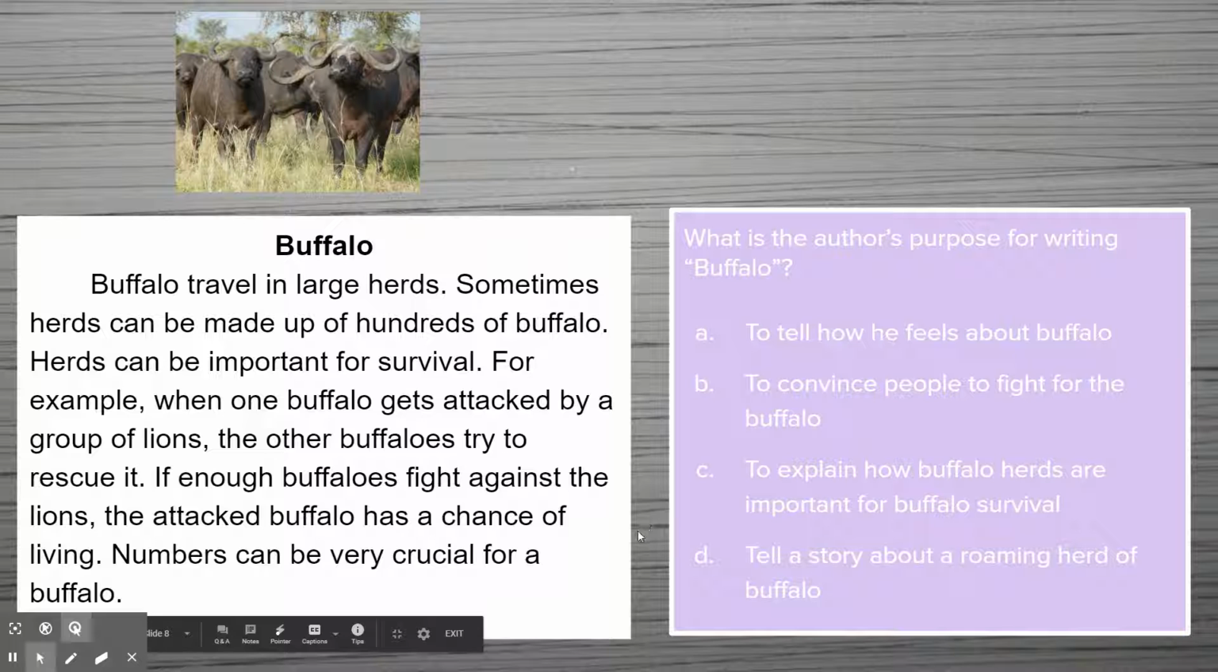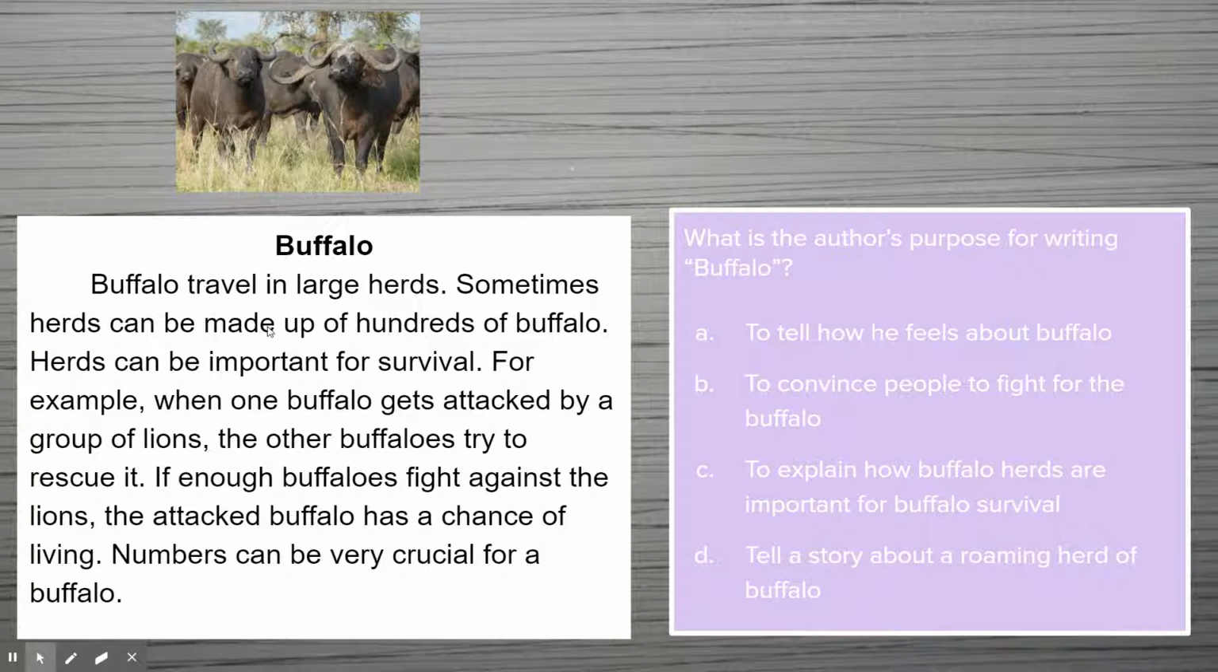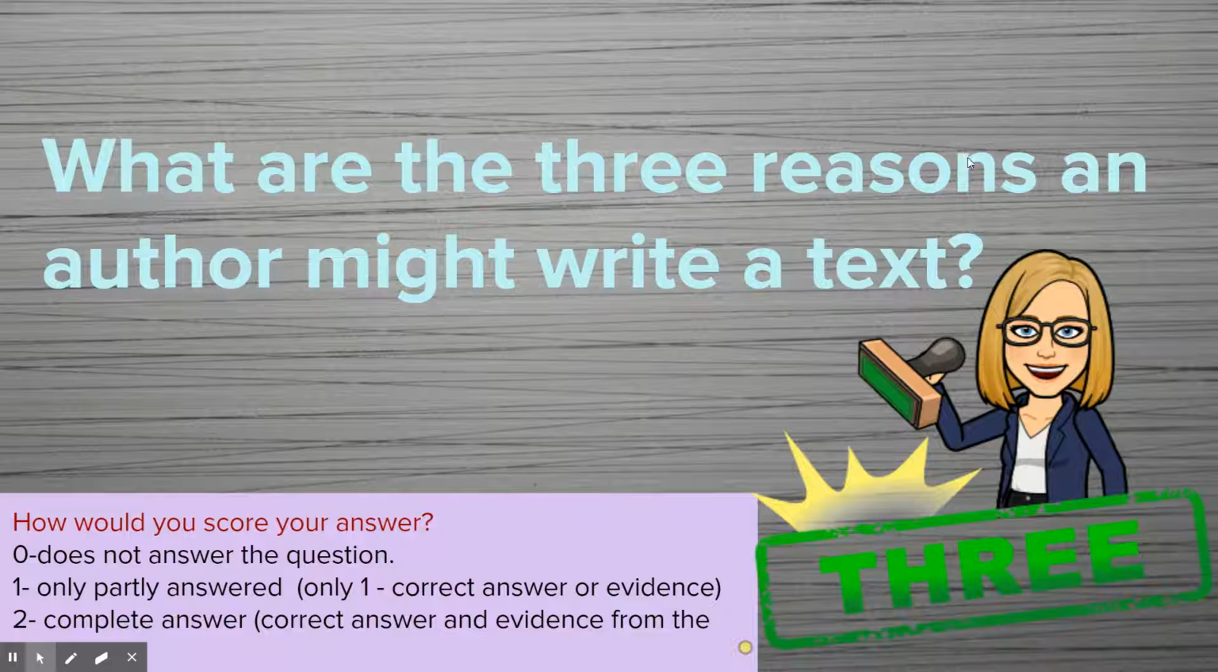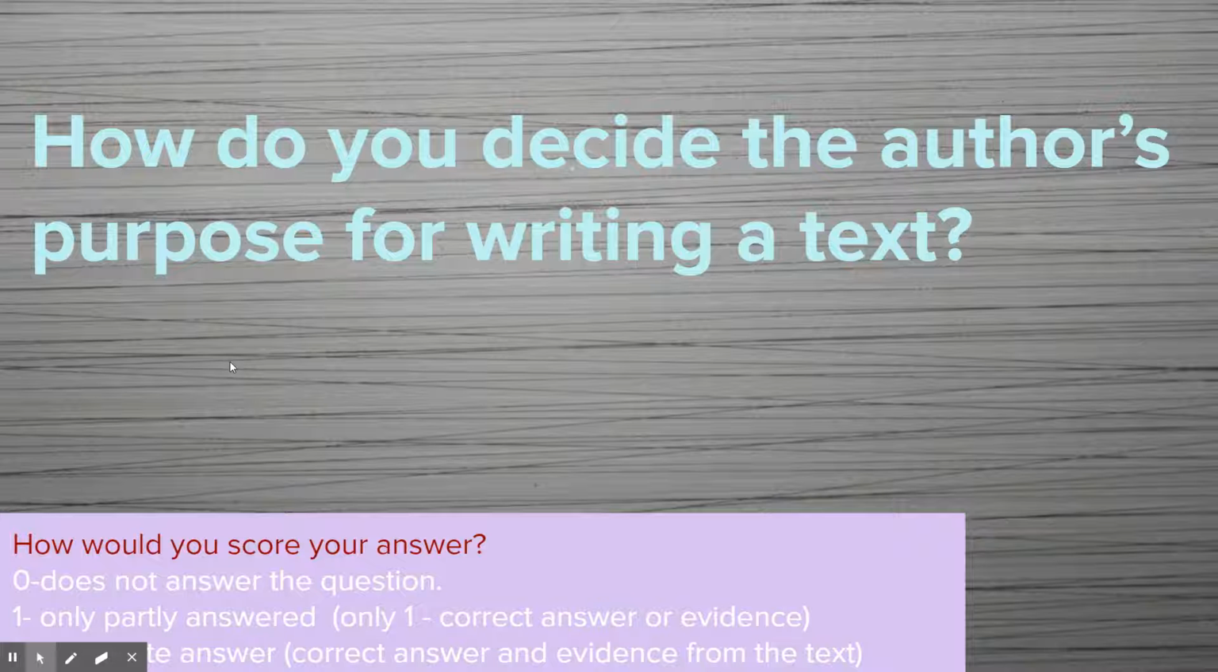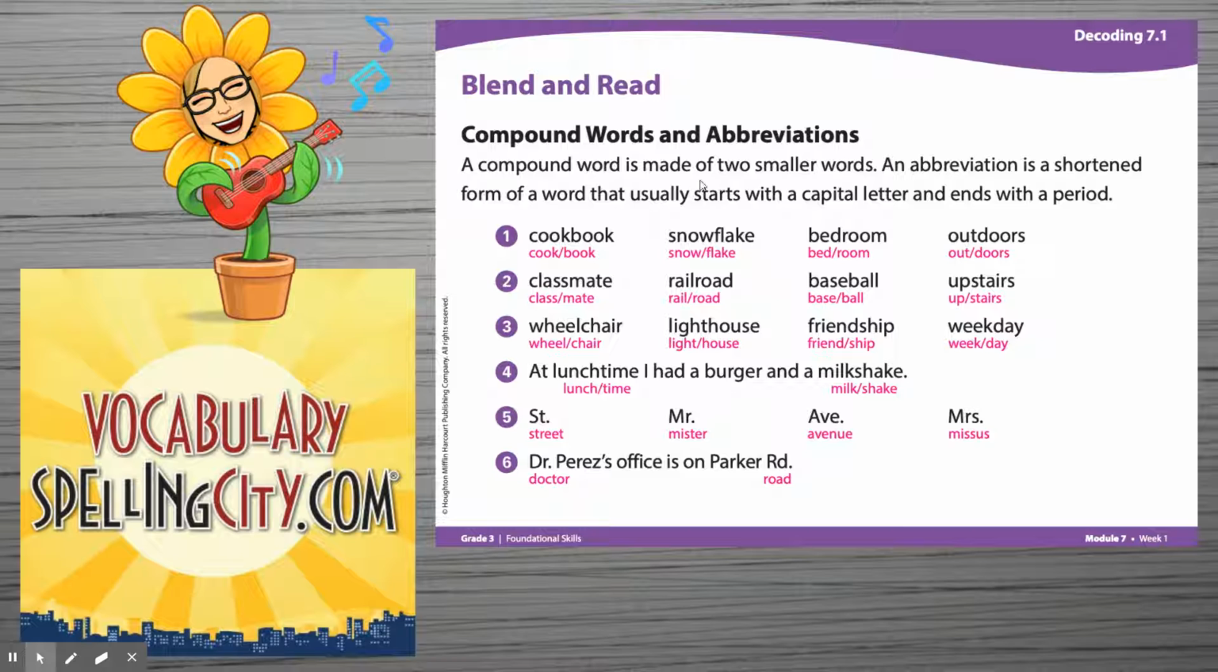All right, so you are going to read the paragraph for the buffalo and think about the repeating words. Think about the topic. What are you getting from it? Are you being persuaded to do something, informed about something, or is it explain or entertainment? So we're going to read the story, answer the question. You also have this question that you need to answer using RACE. What are the 3 reasons an author might write a text? And then how did you decide the author's purpose for writing a text? After that, you are going to do spelling, and then finally you would be done.